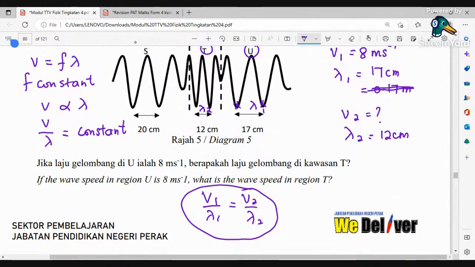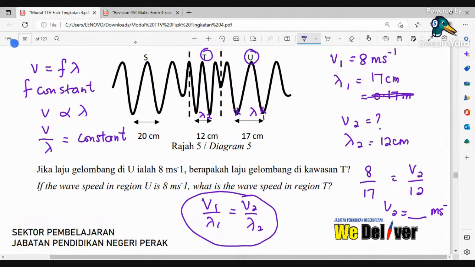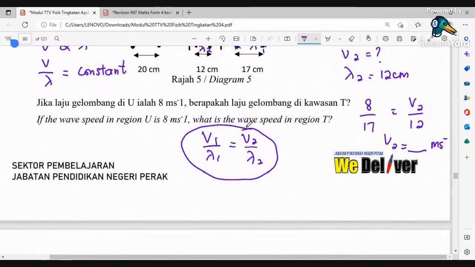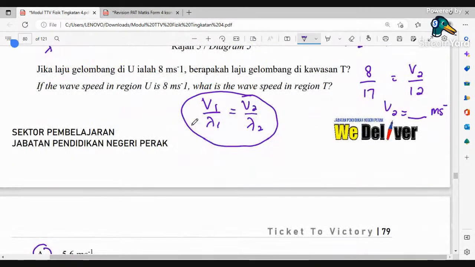Okay, v1 is 8 divided by 17 equals v2 divided by 12. So you solve for this one, you will get v2 in unit meters per second. So what is the correct answer for this one? 5.6 meters per second. Okay, very simple calculation using formula.